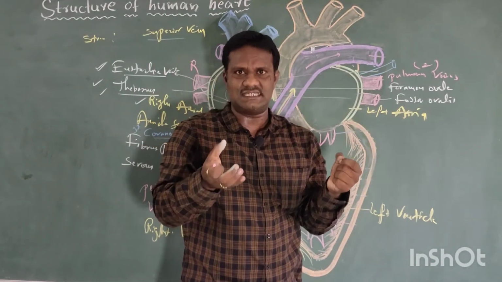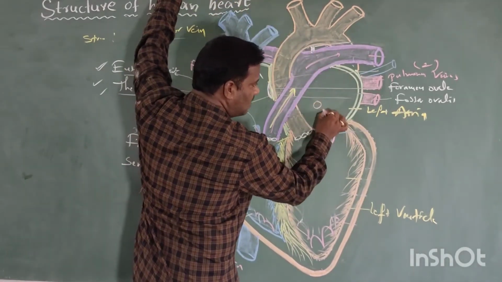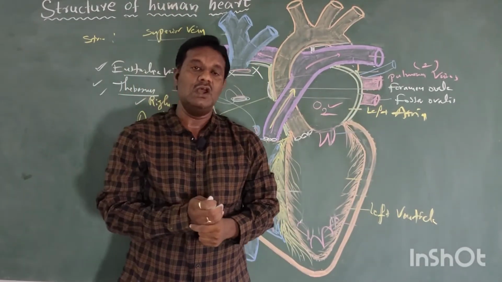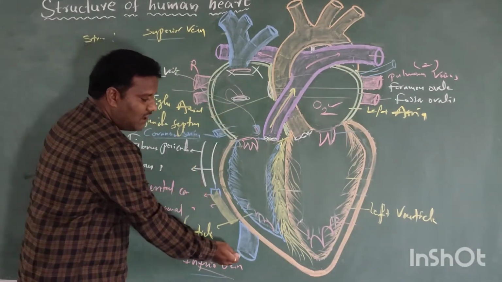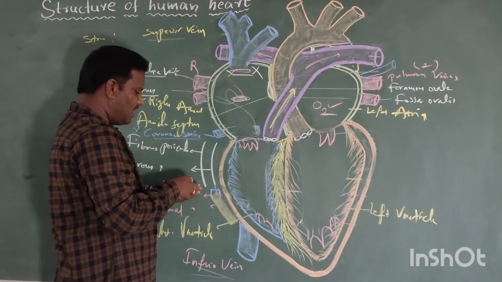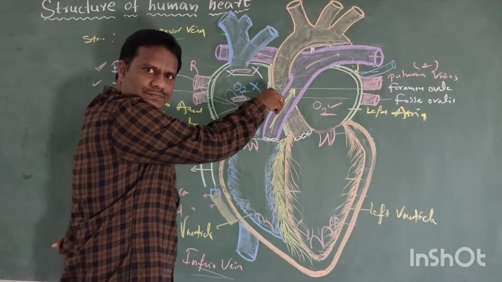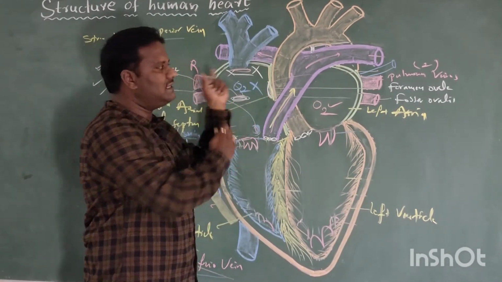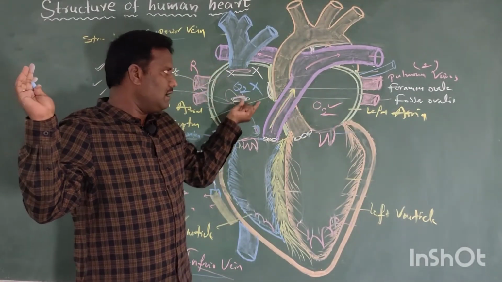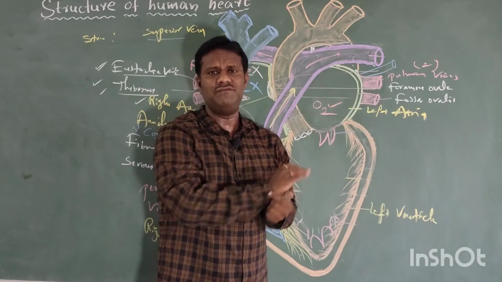These carry oxygenated blood from the lungs, entering as fresh blood. Oxygen is present, so that is called oxygenated blood. On the right side, the waste blood directly enters the right atrium. Oxygen is absent, so that is called deoxygenated blood. So waste blood enters the right atrium and fresh blood enters the left atrium.